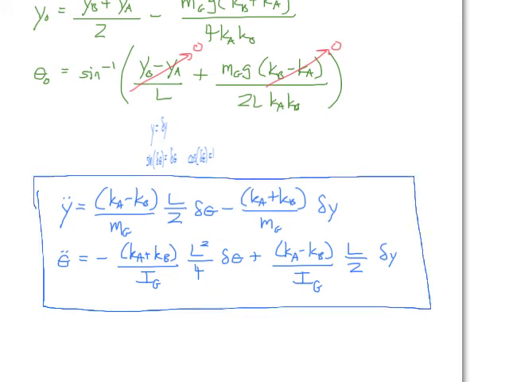We're only taking the first term of a Taylor series approximation, and with this information, we see a better breakdown of the problem. We still have coupled equations of motion where we have y double dot is a function of the change in theta and the change in y. And theta double dot is still a function of the change in theta and change in y, with these scalars that are based on the spring constants.